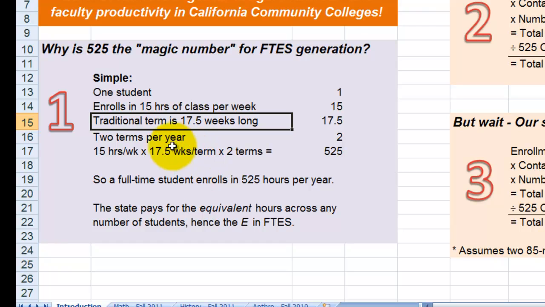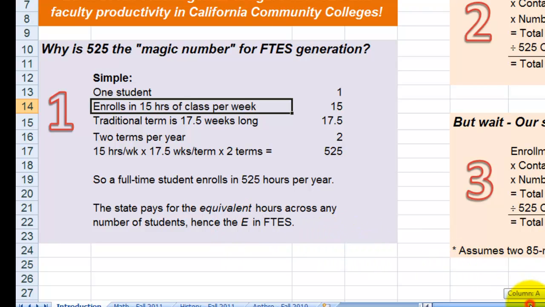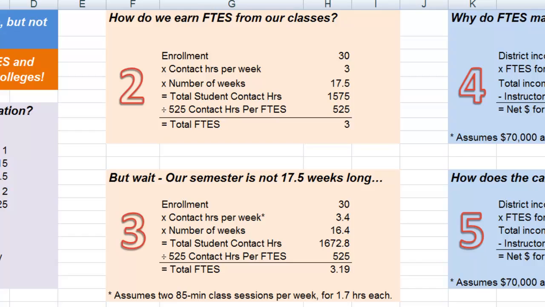Well, not too many students enroll in exactly 15 hours of class. Some do more, some do less. A lot of adjunct or part-time students come in and they'll do 4 or 5 hours a week maybe. And so the state pays for the equivalent of 525 hours across any number of students, any number of classes, hence the E, the equivalent part in full-time equivalent students.